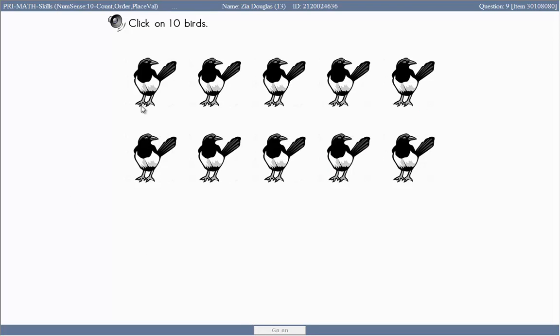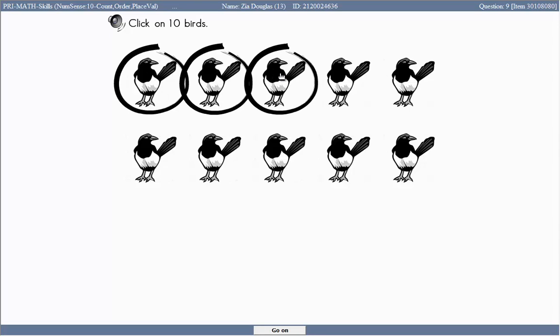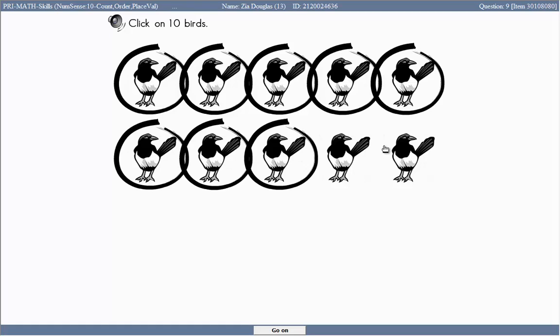Click on 10 birds. Here it wants them to know what 10 birds look like. So they have to click on 10 birds. So they have to be able to count to 10 and select all the birds without leaving any off to understand that that is how 10 looks.